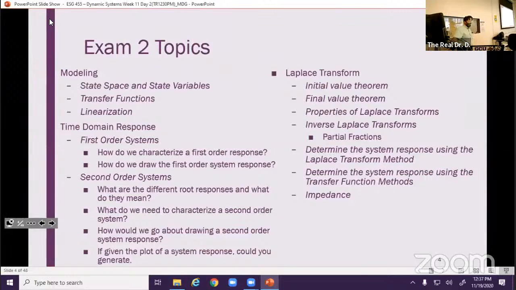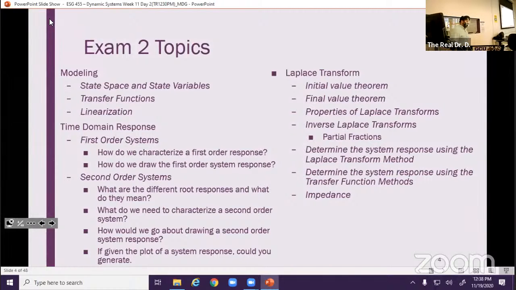Second order systems. How do we characterize a second order system? Again, what's the standard form equation? What are the different root responses and what do they mean? That's important because even if you're not specifically asked what all the root responses mean, if you don't know them, it's going to be harder for you to do inverse Laplace transforms.